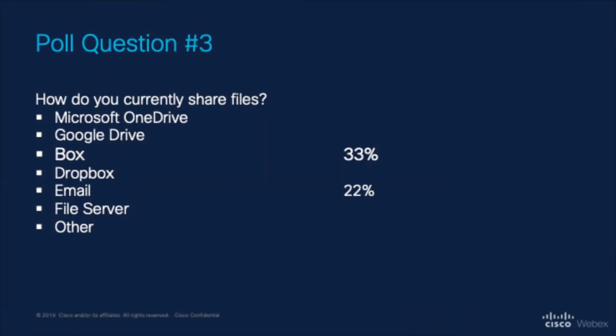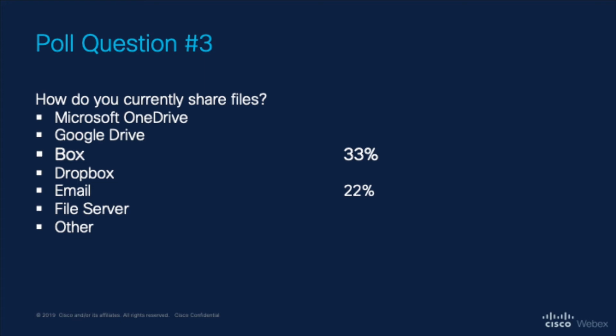Well, your winner is Box. About 33% say they use Box, followed by 22% email. And then we're splitting Microsoft OneDrive and then some type of file server as well. But at least for this one, Box seems to be the majority. That's interesting. I kind of expected Dropbox to be a little bit higher, but what surprises me is email. But that is what it is, right?